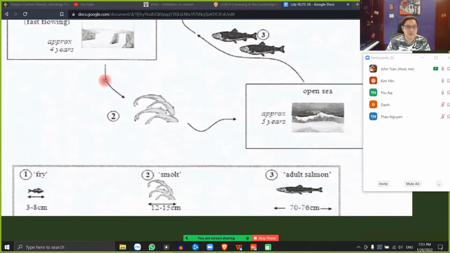And then of course they reach the second stage and they are called smolt. A smolt is basically about 12 to 15 centimeters in length.